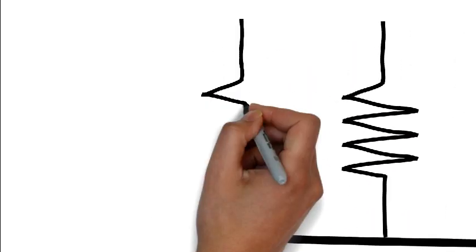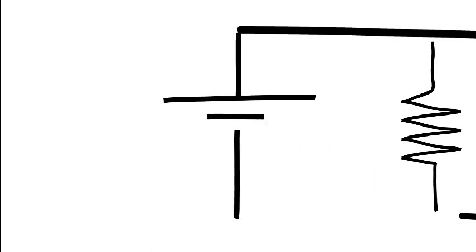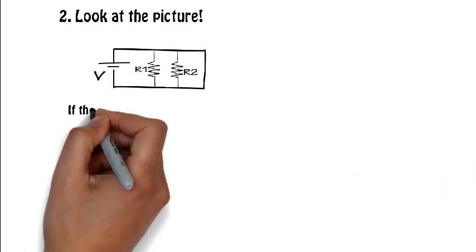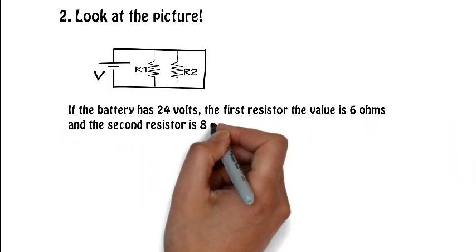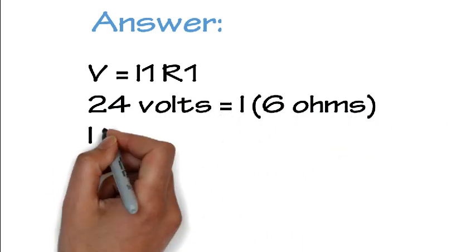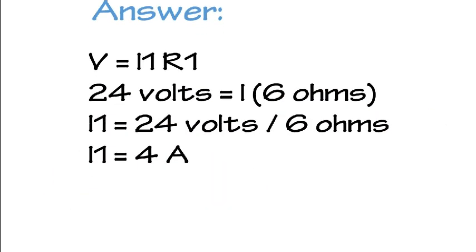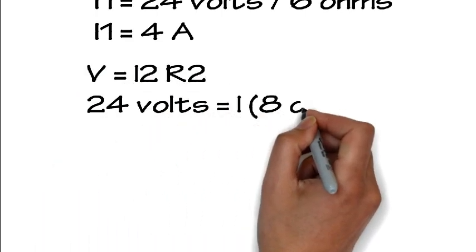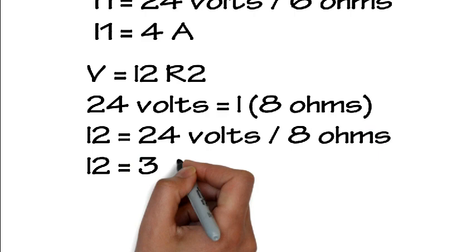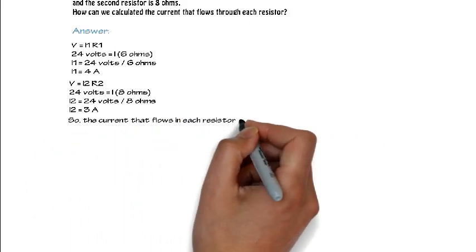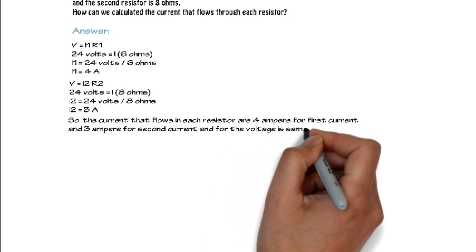Look at the picture. There are two resistors R1 and R2 and 1 voltage. If the battery has 24 volts, the first resistor value is 6 ohms and the second resistor is 8 ohms. How can we calculate the current that flows through each resistor? For the first, we count I1 with the formula voltage equal to I1 times R1. And to count I2, we can use the formula V equal to I2 times R2. And the voltage is the same because of parallel circuit.